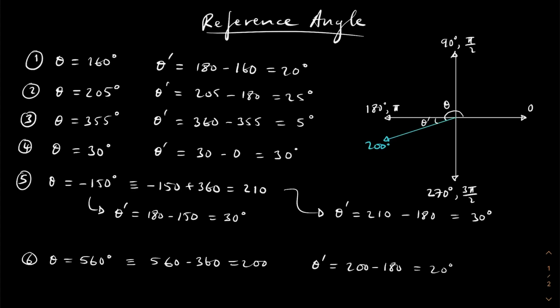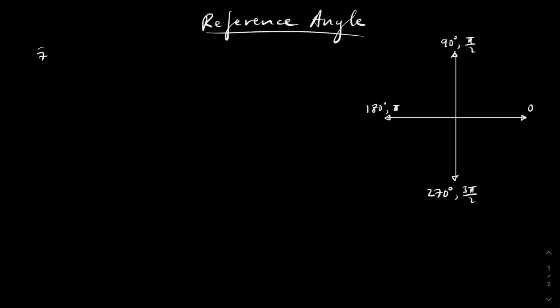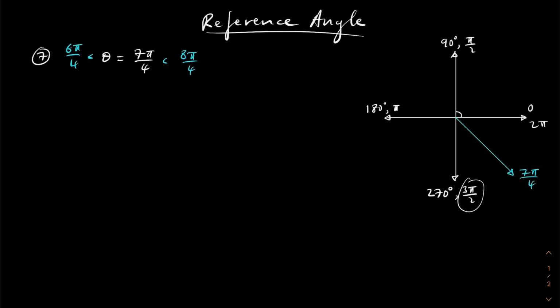All right, so sometimes you will also be given the angle theta in radians. So let's go ahead and do some examples like that. We're going to have our next angle here, theta equals 7 pi over 4. From here, you should notice that 7 pi over 4 falls in between 3 pi over 2 and 2 pi. That's because 3 pi over 2 is the same thing as 6 pi over 4, and 2 pi is the same thing as 8 pi over 4. And so you can see here that 7 pi over 4 falls in between 6 pi over 4 and 8 pi over 4.